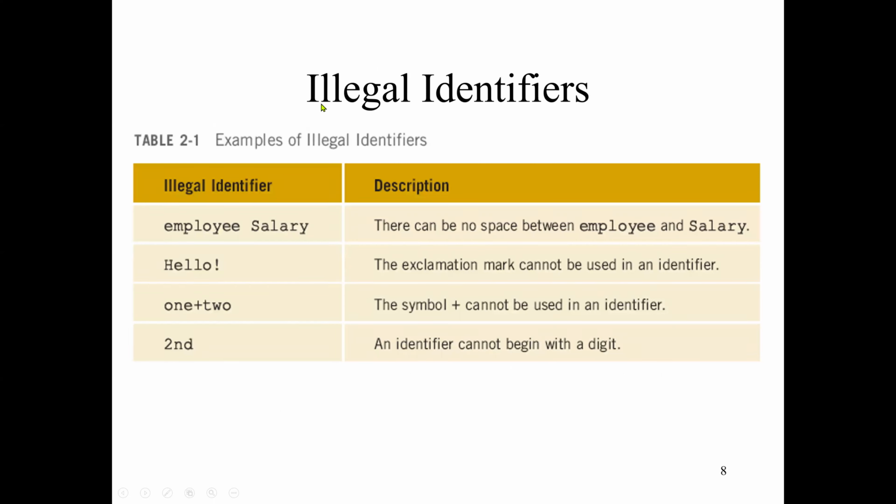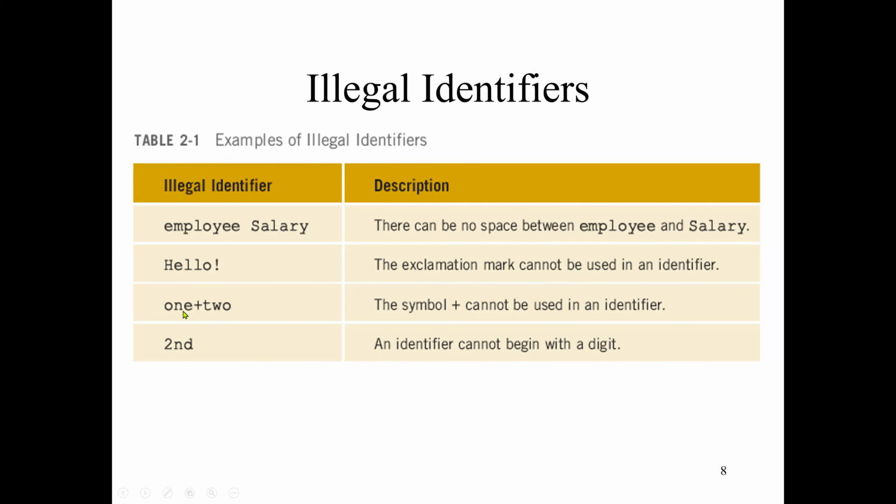So this is an example of a few illegal identifiers. Here we have employee salary. Yes, this is wrong because there's a space between the two words. Here we say there can be no space between employee and salary. So instead of space, we can have underscore. The second one, we have Hello with an exclamation point. Again, we can't use the exclamation mark. It cannot be used in an identifier. Again, we cannot use the exclamation mark in any Java identifier.